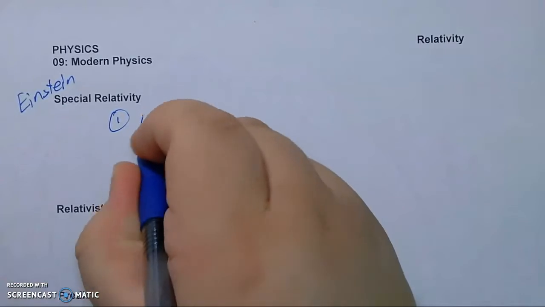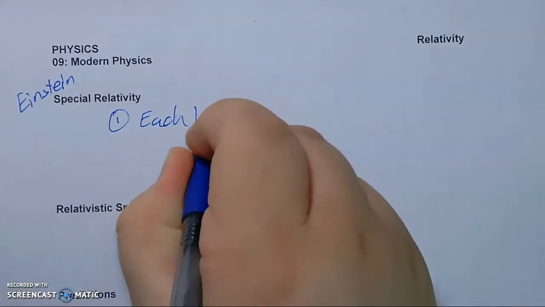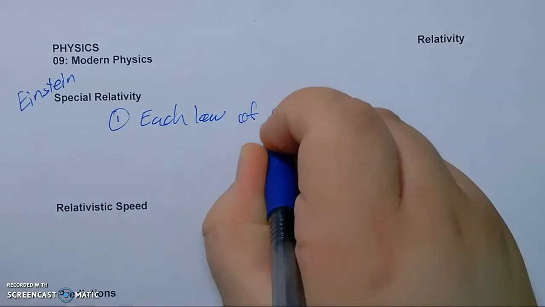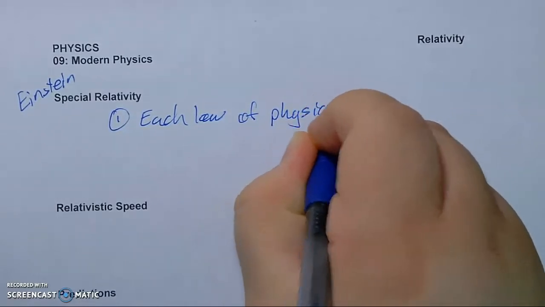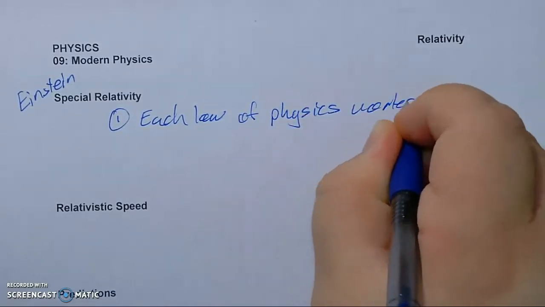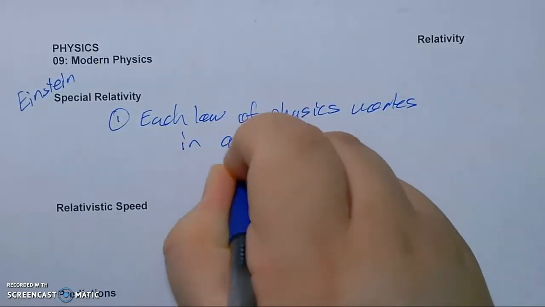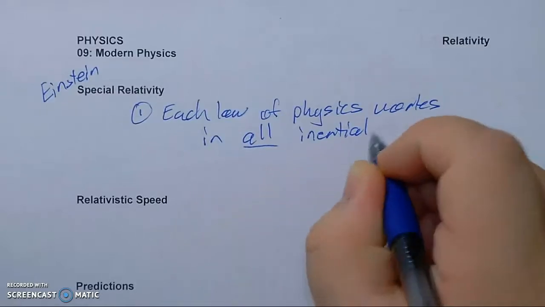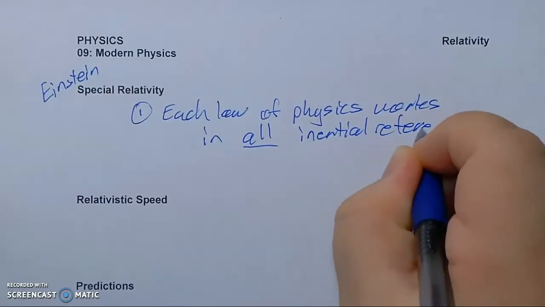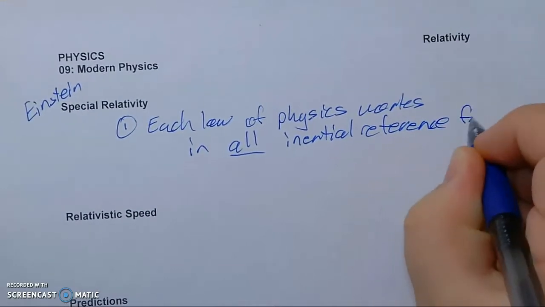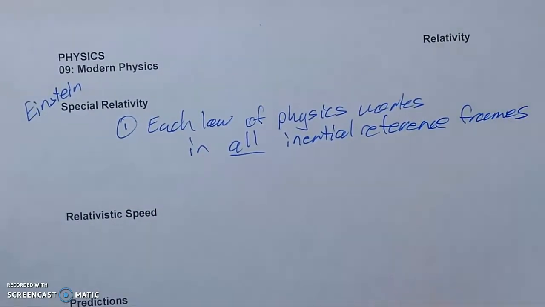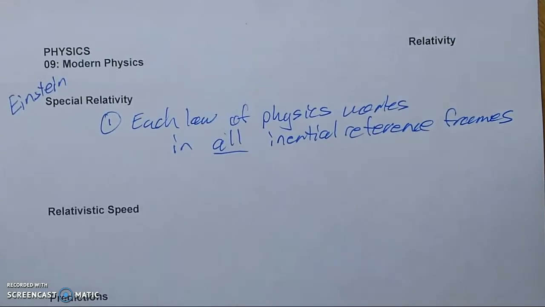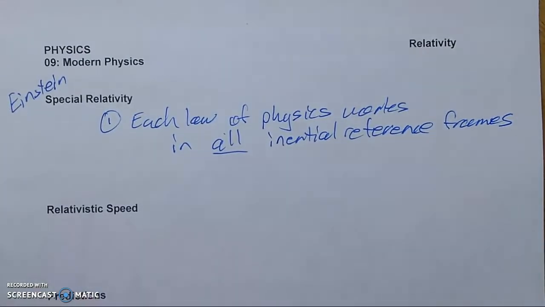So first off, remember all the laws we studied all year? Each law of physics works in all inertial reference frames. That should sound super familiar. Okay, physics works in inertial reference frames. Galilean relativity. So what did he do?